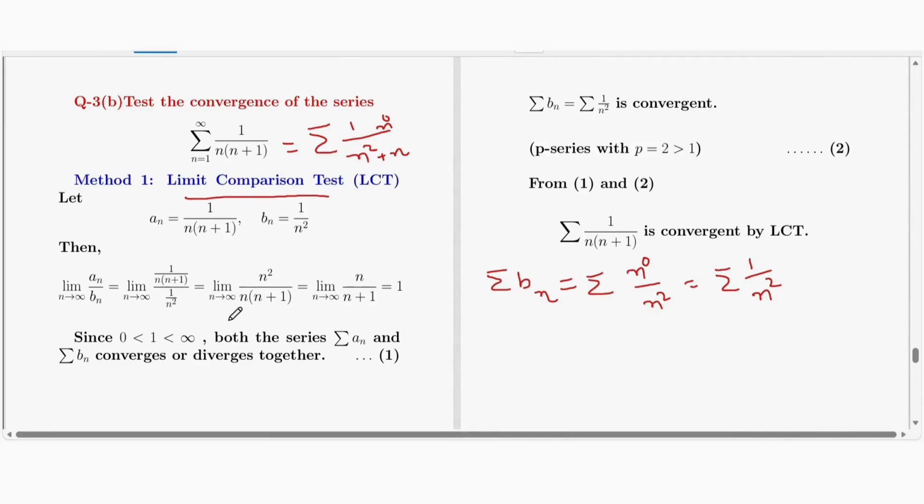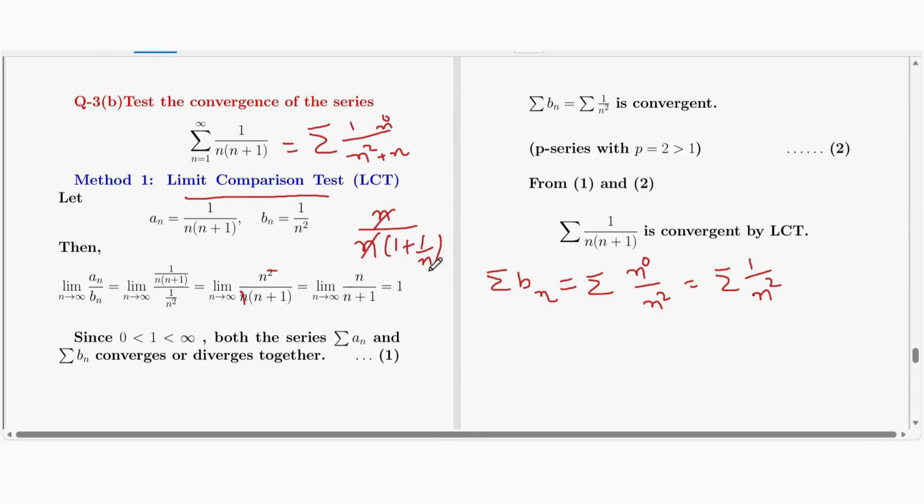So limit n tends to infinity, here 1 upon, here do the cross multiplication. So n square is in numerator and n plus 1. Okay. So now 1 n is cancel out. This n square, 1 n is cancel out. So we have n upon n plus 1. Okay. Now also simplify this. So what we get? N. From denominator take n common. So we get n 1 plus 1 upon n. Okay. Now n is cancel out.